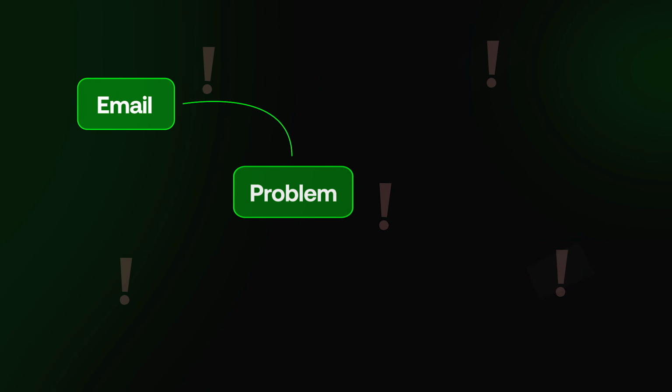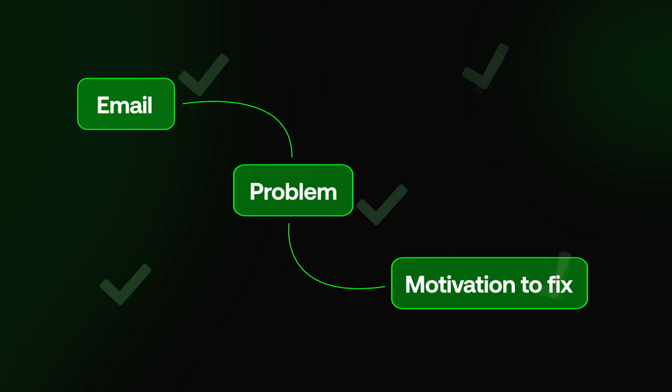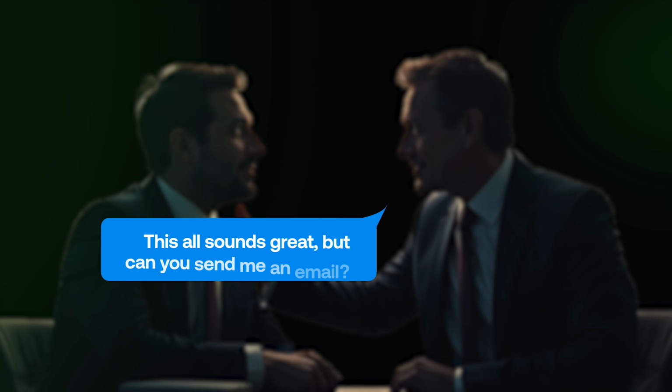So, the technique we use when it comes to handling the email objection is simple. It's something called looping. The idea here is how can we get someone from an email back onto a problem or back onto the motivation to fix said problem. So let's play this out. Someone says to you, this all sounds great, but can you send me an email?